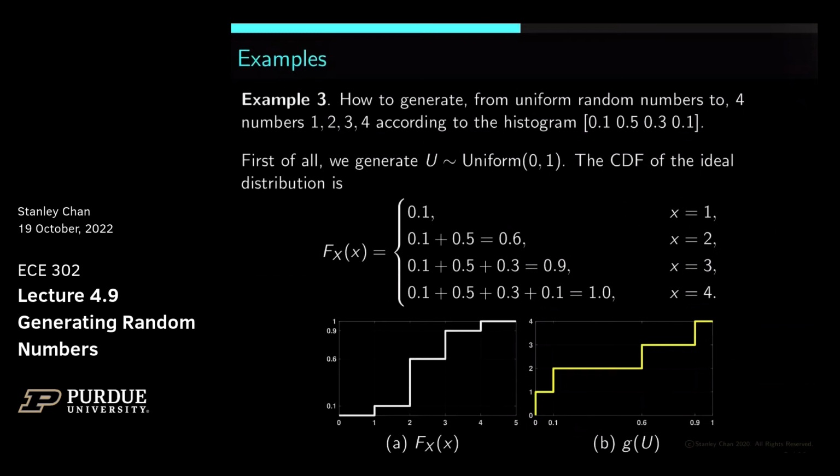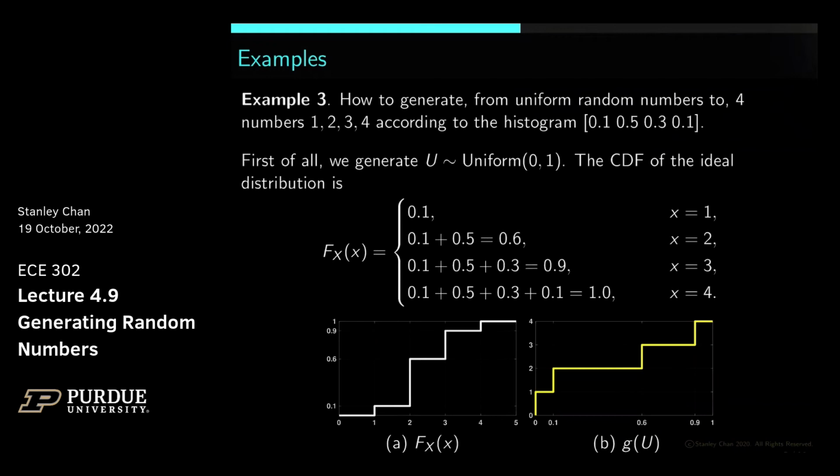On to example 3. Example 3 is our first function where the inverse is not going to be well defined, might be something more to think about. So we want to generate from, again, a uniform random number, 4 different integer values, 1, 2, 3, and 4, according to this histogram here. So 0.1, 0.5, 0.3, 0.1.